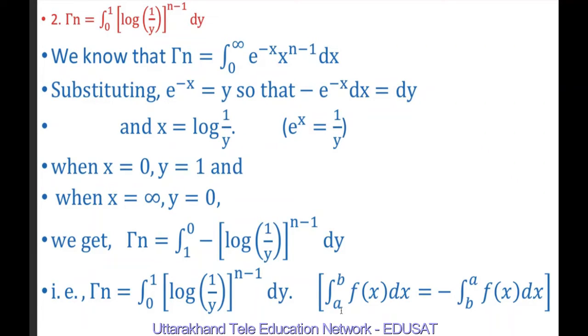We know that integral a to b f(x) dx equals minus integral b to a f(x) dx. If we interchange the limits of integration, we will have a minus sign outside the integration. So here it was minus, and if we change the limits 1 to 0, it will become 0 to 1 of log 1 upon y whole raised to power n minus 1 dy. Hence we have shown that gamma n is equal to integral 0 to 1 of log 1 upon y whole raised to n minus 1 dy.